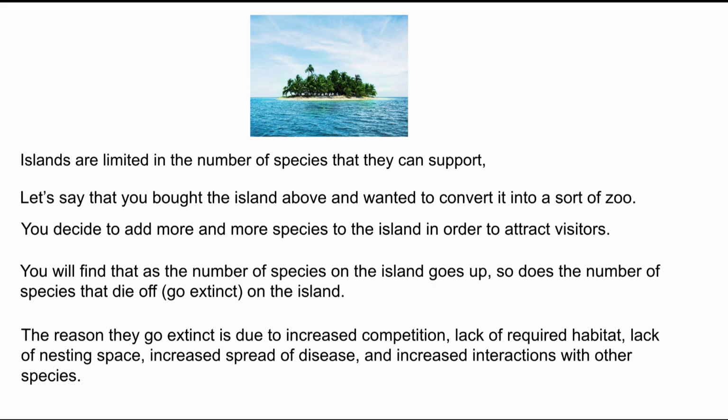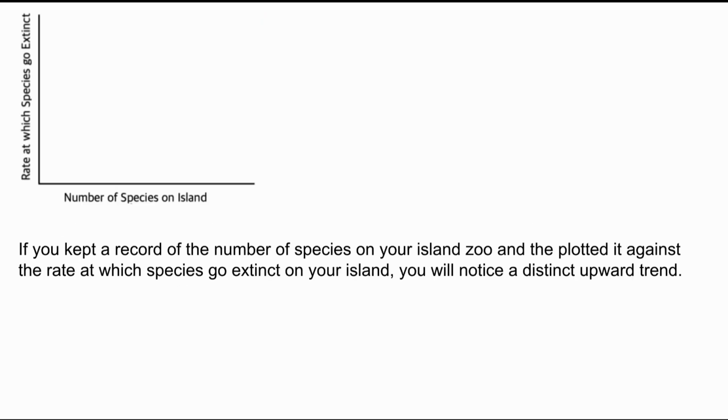There's not going to be as much habitat available to the new species. There's going to be a lack of nesting space, increased disease, increased interaction between the other species. All these things combine to give us this absolute certainty. More species on the island means more extinction of species on the island. So let's make a graph of that.